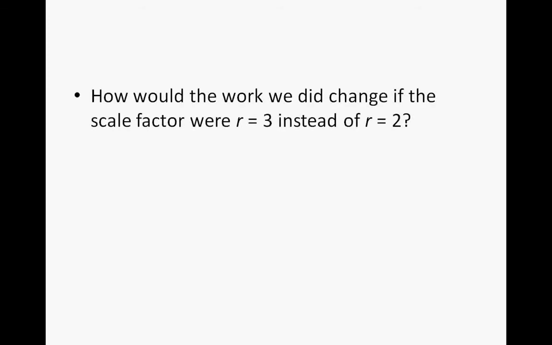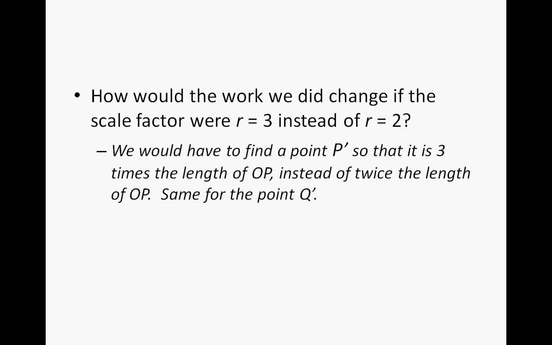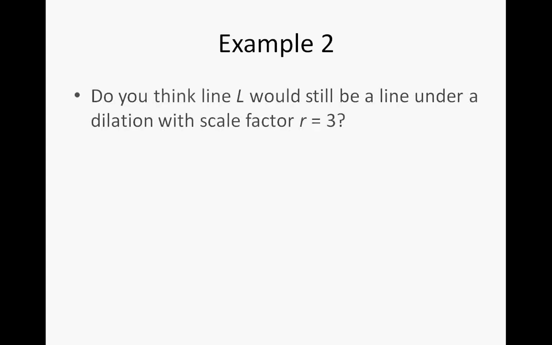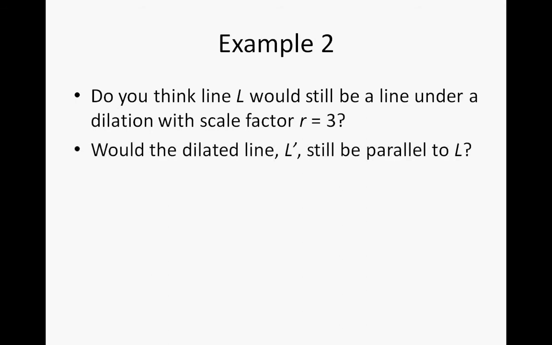So how do you think this is going to work if we change the scale factor to 3 instead of 2? Well, we would have to find P prime so that it is 3 times the length of OP instead of twice the length. And the same thing for point Q, or Q prime. So let's take a look at example 2. Do you think line L would still be a line under a dilation with a scale factor r equals 3? Would the dilated line L prime still be parallel to L?